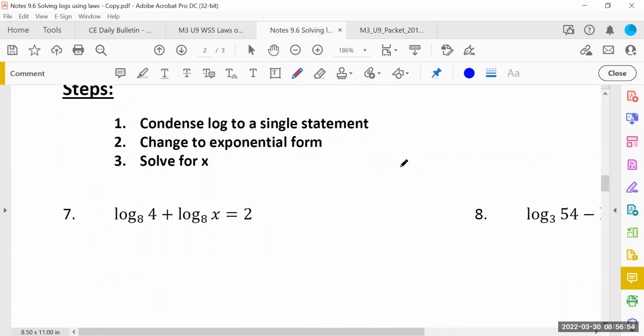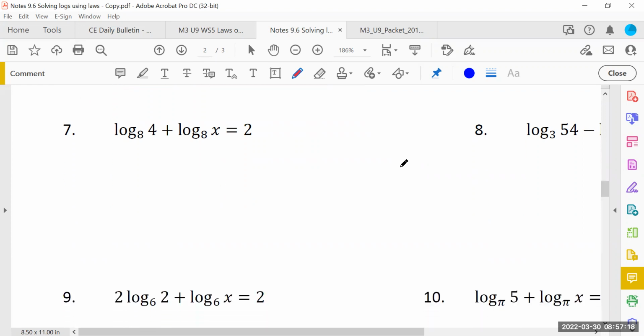If we only have logs on one side, we can't make it log equals log. So we're going to have a different way of solving these. These typically you end up rewriting them as an exponent or as exponential equations, unless you can just evaluate the log. If you see log base 2 of 32 and you know that that's 5, you can just stop right there and change it to 5. But most of these are going to be like number 7.